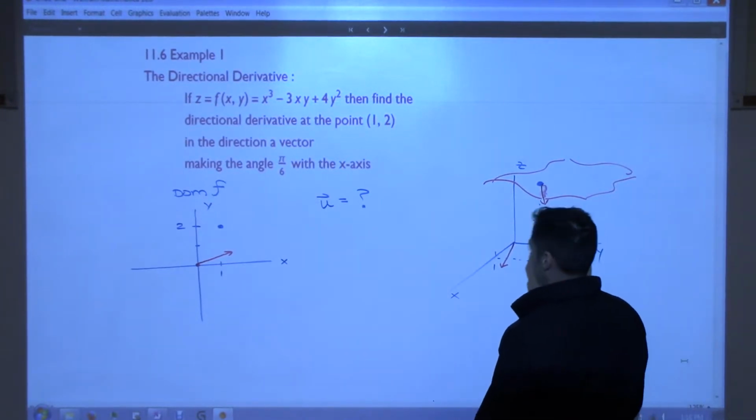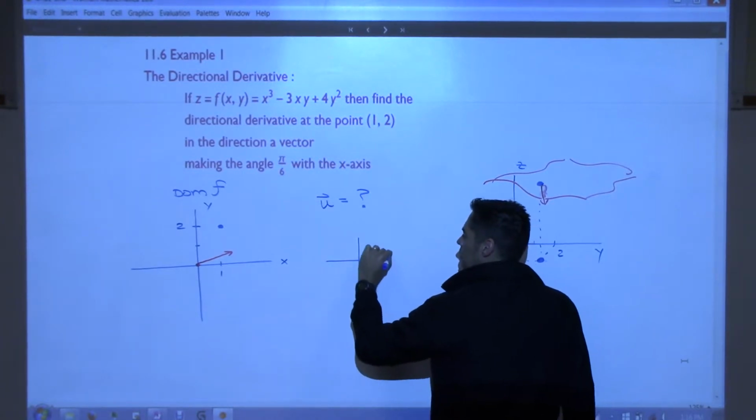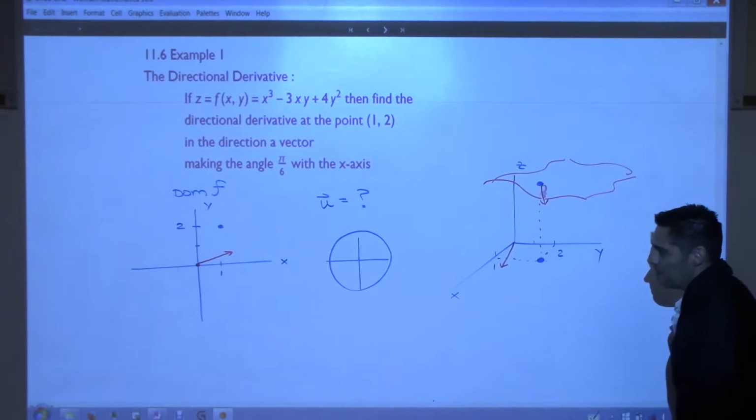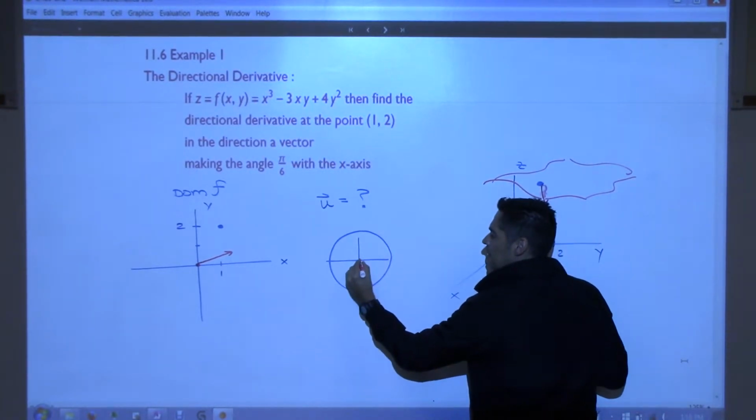Let me see. I'll leave this up here. How about I use this? How about the unit circle? Don't we love the unit circle? Somewhat. Pi over 6 is right here.